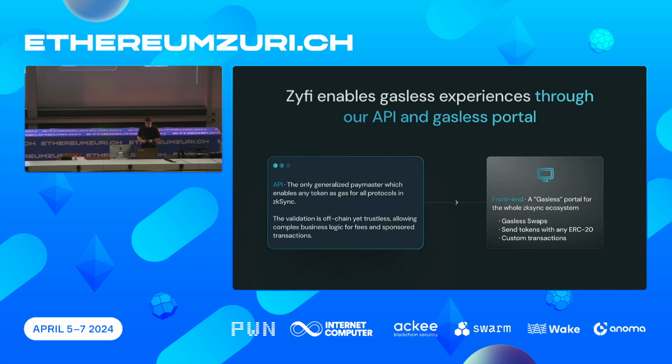So we've built an API. Anyone can integrate this, whether you're an app or you're a wallet provider. And we also created a front end where you can try the products, meaning that you can do swaps and then you can pay your gas fees with any token. You can come and send tokens, paying your gas with whatever token you have in your wallets, or even do custom transactions. So let's say you're on an NFT marketplace and you want to buy an NFT, you can just take that hex data, come to our front end, and then sign that transaction and pay gas with any token you have to execute that transaction.